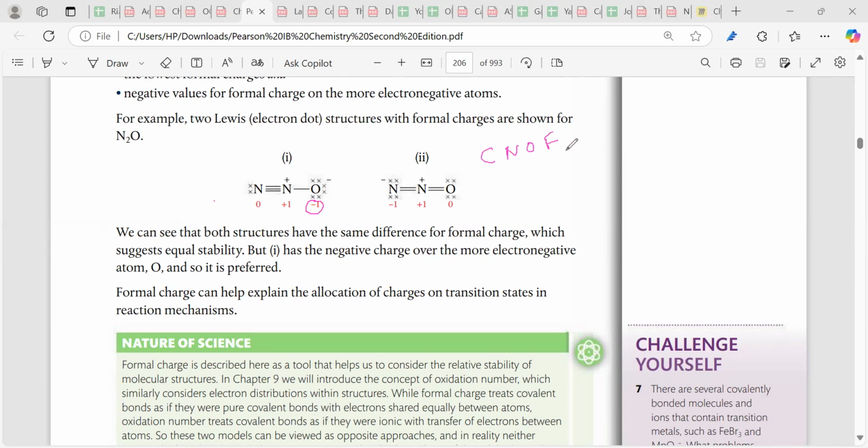Carbon, nitrogen, oxygen, fluorine. As we move from left to right, what happens? Electronegativity increases. So oxygen will have more electronegativity. Over here the negative charge is on nitrogen. In this, the negative formal charge is on oxygen. So which is the favorable, one or two? One. Understood? Did you get this easily? Fine. So it's a very important part, right?